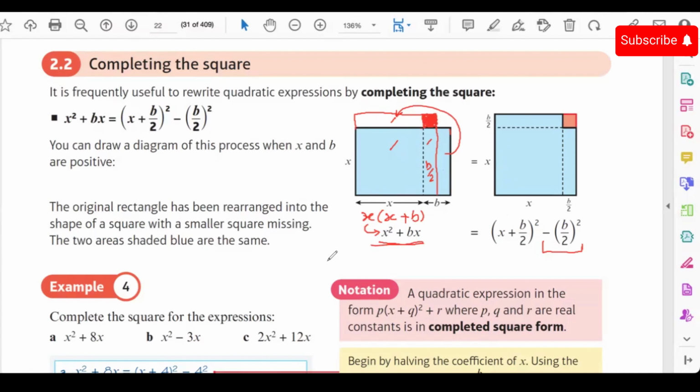So in this way, you can also understand why we need to take away this half of the b and its square. So now you can see x square plus bx can be written as x plus half of the b, its square, minus half of the b square. So this b, which is a constant with the x, just take its half and complete the square, and compensate this square as well.